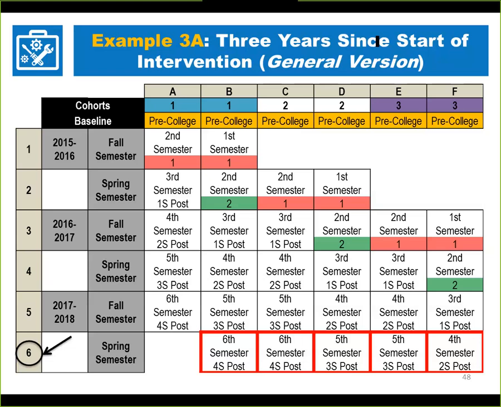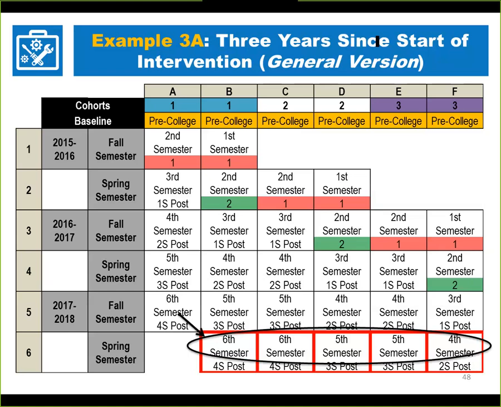Students in the sample would have different amounts of exposure to the intervention. Some students will have 1 semester of exposure and others will have 2 semesters of exposure. And outcomes will be measured at different post-intervention follow-up time points. Some students will have outcomes measured 4 semesters post-intervention, some 3 semesters post-intervention, and some at 2 semesters post-intervention. And students in the sample would be at different grade levels. Some students would be in their sixth semester in college, some in their 5th semester, and some in their 4th semester in college.